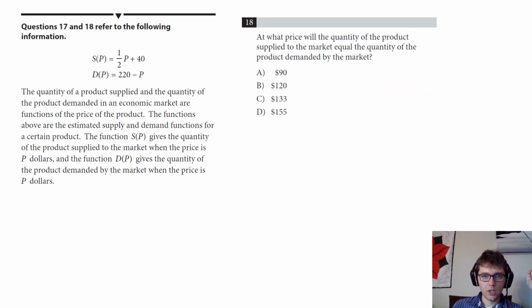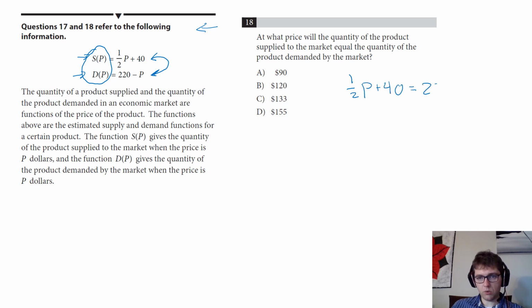So problem 18, using the same information as 17, at what price will the quantity of the product supplied to the market equal the quantity of the product demanded by the market? So they're saying the quantity supplied to the market is this S of P, the quantity demanded is D of P. They're saying that these are equal. So you can set these two expressions equal to one another. To make it cleaner, I'll do that over here. 1/2 P plus 40 is equal to 220 minus P. And they're asking at what price is actually the question, at what price.